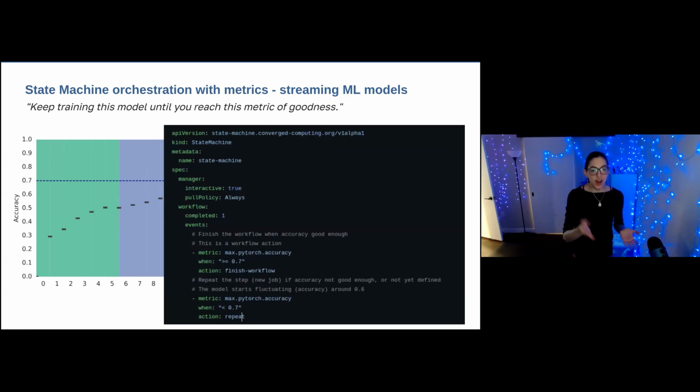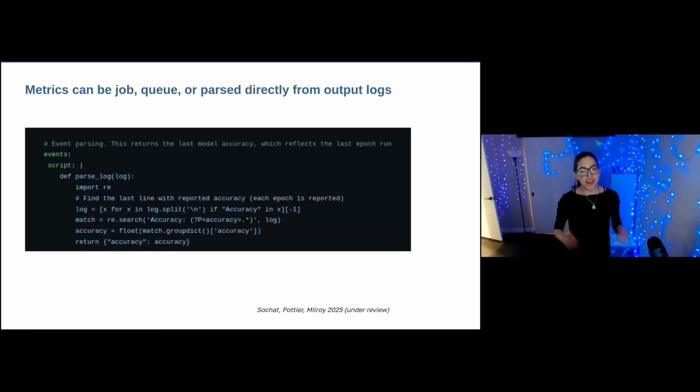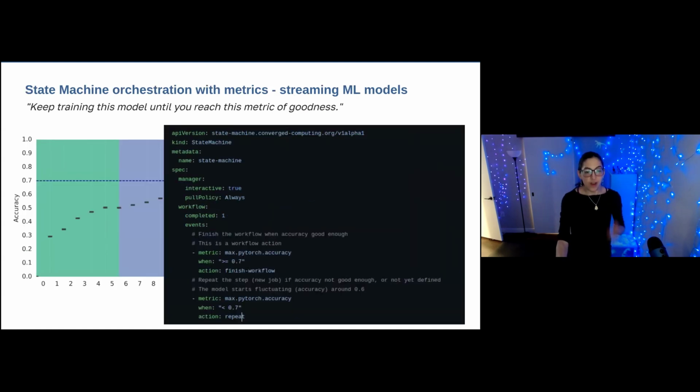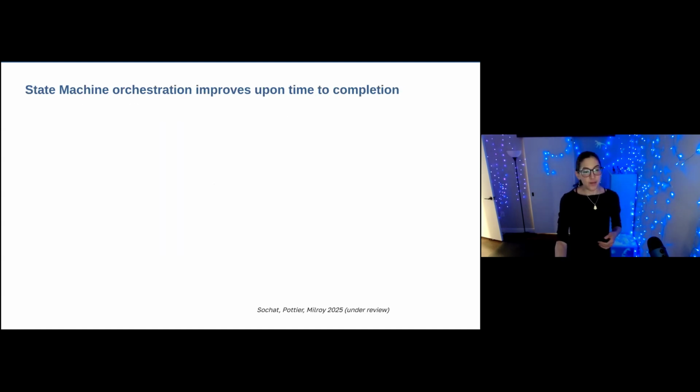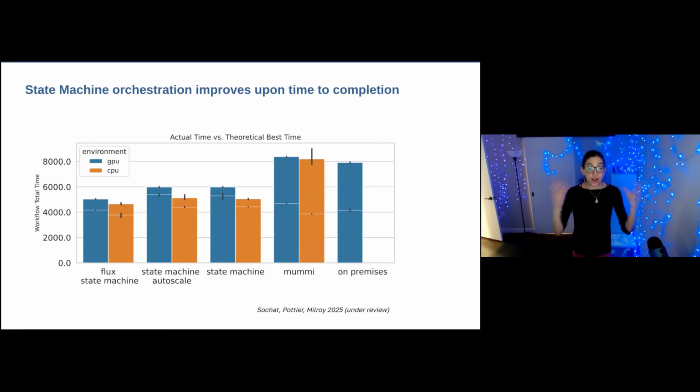You can see the events. When the max PyTorch accuracy is greater than or equal to 0.7, finish. When it's less than 0.7, repeat, and keep repeating. And hopefully that's a good decision. And then for the user, when you want to actually get the metric, you just write a little snippet in Python with regular expressions. I really like writing regular expressions. And you basically just return a dictionary of the metrics that are relevant that we reference in this particular section here. Alrighty, so how does this actually improve upon time to completion and cost?